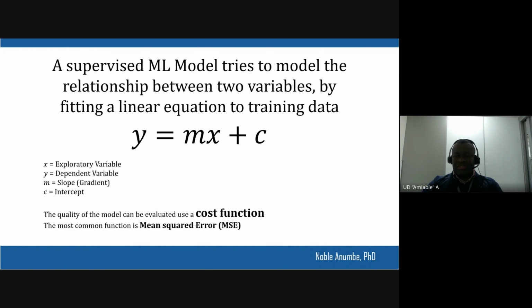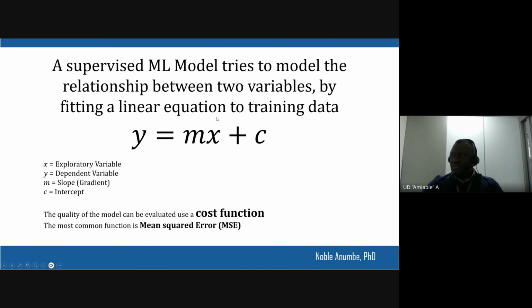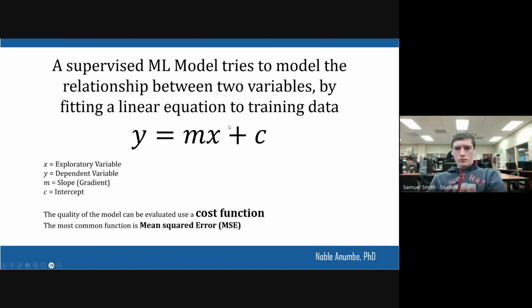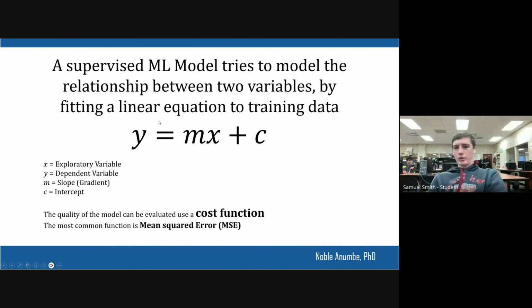Does anyone remember what this is? Look at it very well. It might not look exactly like the same letters you used, but this is something that should be familiar. Can you see this equation? Do you remember what this equation could be? Remember, this is like the equation of a straight line. Do you remember that? Sorry, people are having trouble unmuting.